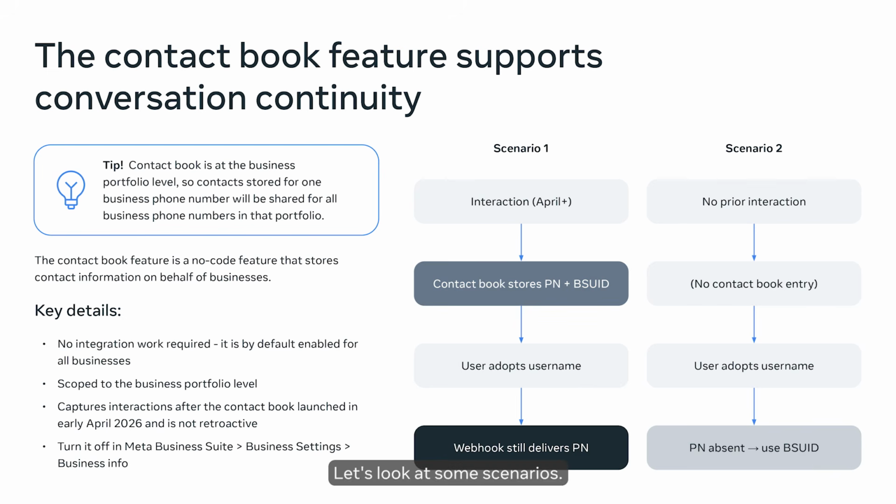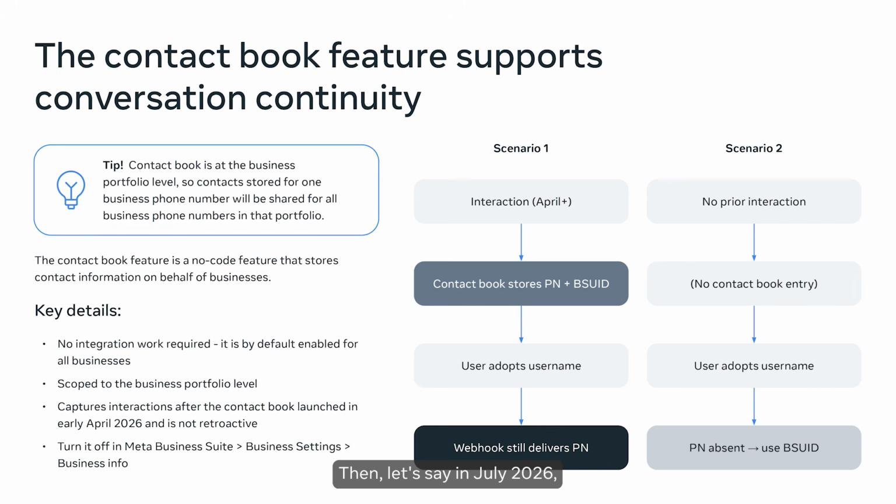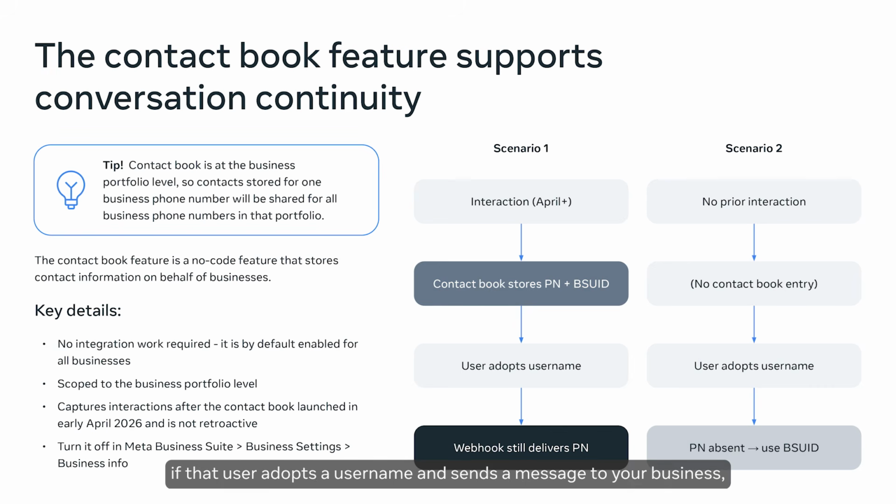Let's look at some scenarios. How does it work? In scenario 1, for a user interaction after the contact book feature launched, that phone number has gotten added to the contact book. Then, let's say in July 2026, if that user adopts a username and sends a message to your business, the business will get the BSUID, username, and phone number, because the contact has been stored in the contact book.